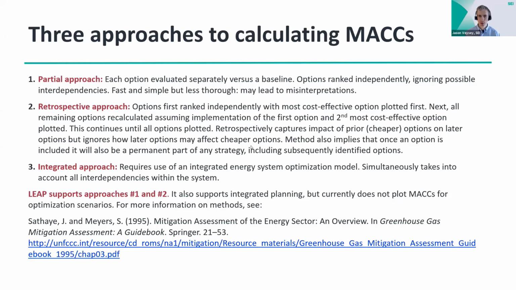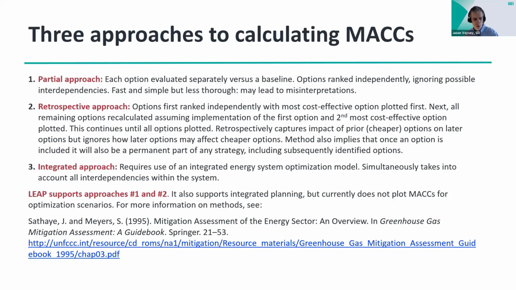So in a partial approach, what happens is you just look at each mitigation option separately versus your baseline scenario. You figure out which one is the cheapest. According to that comparison, you put that on the MAC first, then you put the next cheapest and so forth. But the options are ranked independently, and therefore this ignores possible interdependencies or overlaps among the options. So it's simple to do, but you end up with emission reduction potentials that aren't really additive and probably should not be shown on a MAC together.